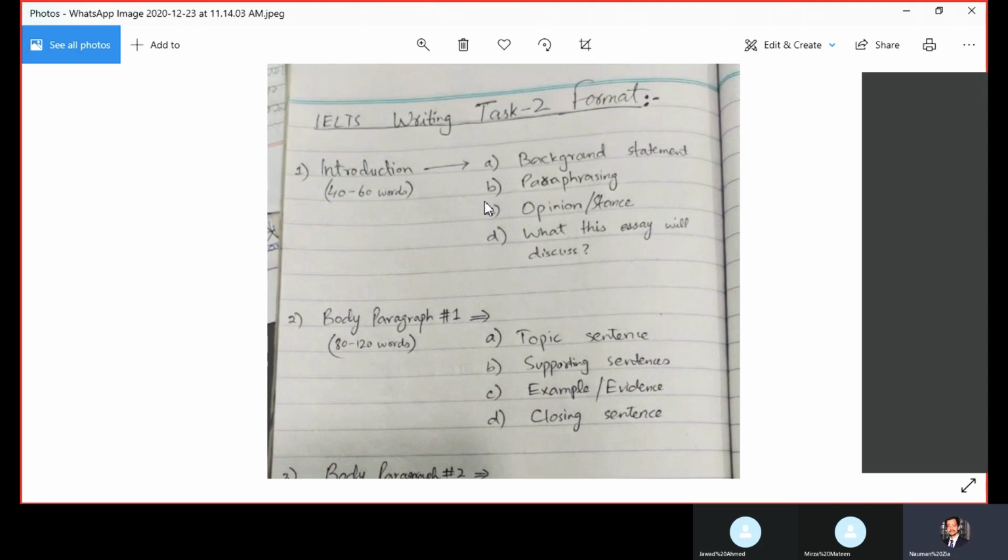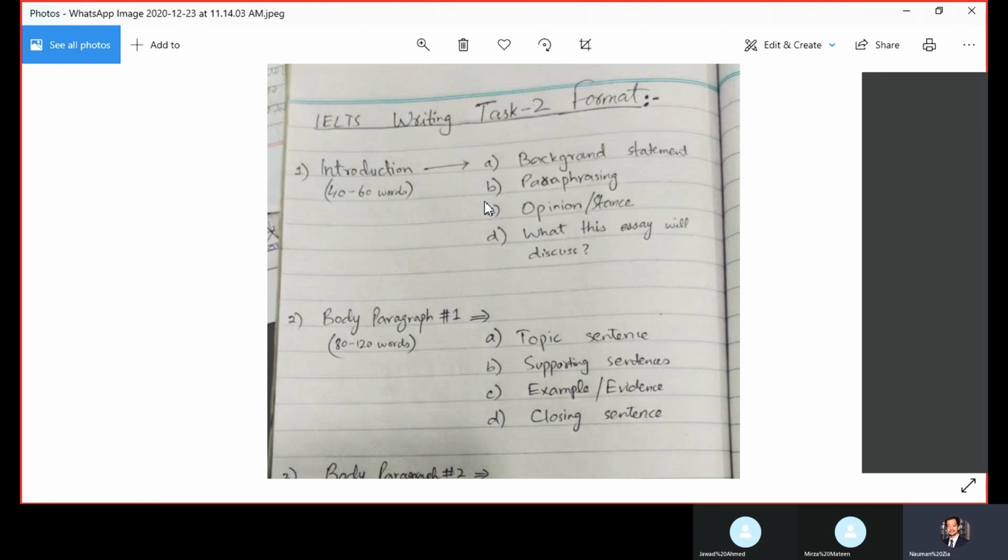Introduction. First of all, how much time do you have to attempt task 2? You have 40 minutes for IELTS writing task 2, right? The total duration of your test is 60 minutes and task 2 duration is only 40 minutes. So in 40 minutes, you have to split your work. Note it down how you will split your time. First 5 minutes for planning and brainstorming, planning and understanding the question, right? Next 30 minutes for writing, and then last 5 minutes for rechecking.